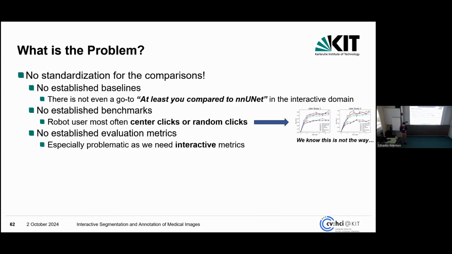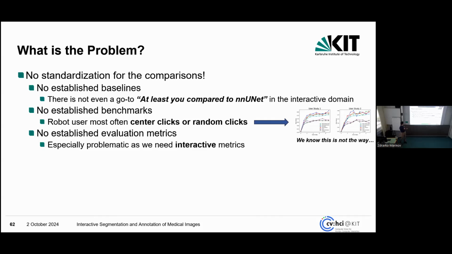What exactly is the problem here? Why do we see this? The answer could be summarized as there's no standardization for the comparisons. There are no established baselines here. There's not even a go-to, at least, to compare to, like nnU-Net. You should always compare to nnU-Net with non-interactive methods. So there is no such thing in the interactive domain which you can point to and say, yeah, at least you can compare to this. You should start from this. There are no benchmarks, at least no established benchmarks.